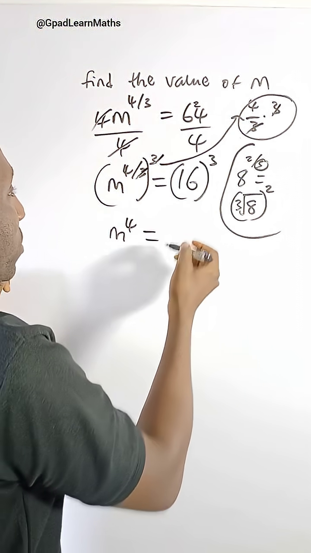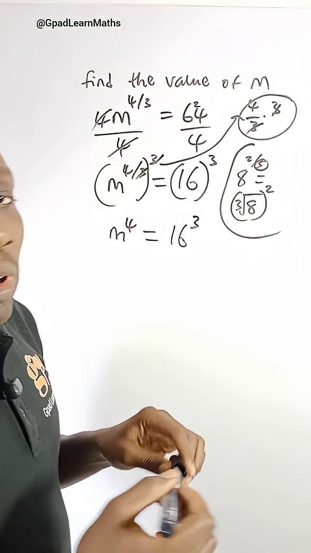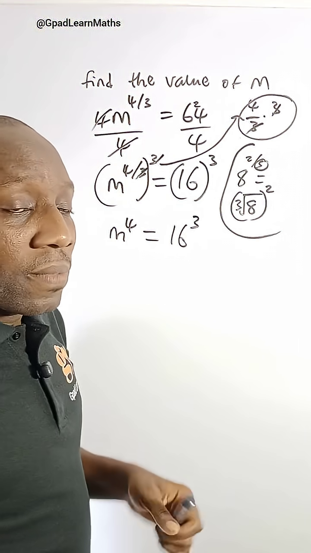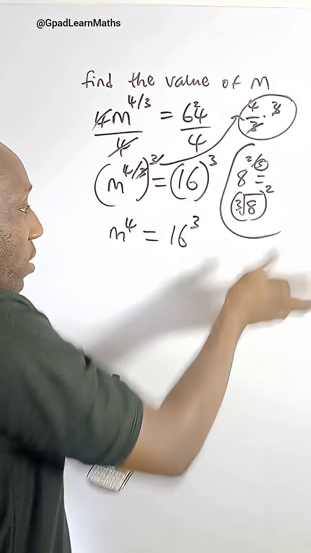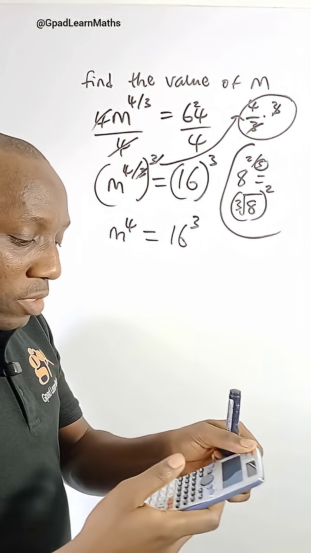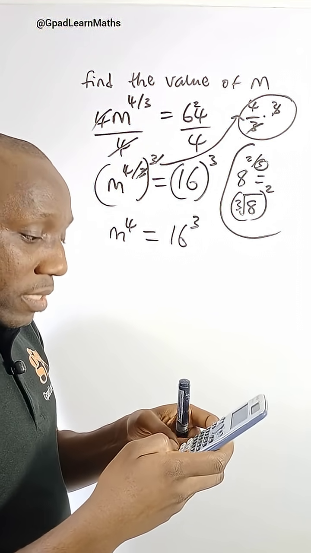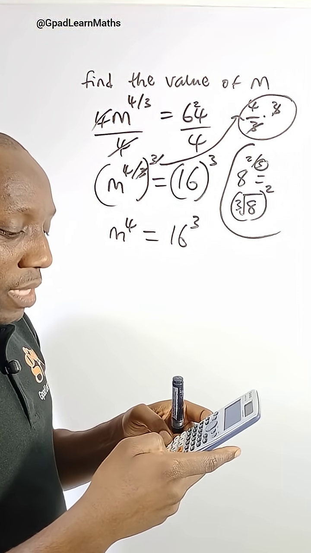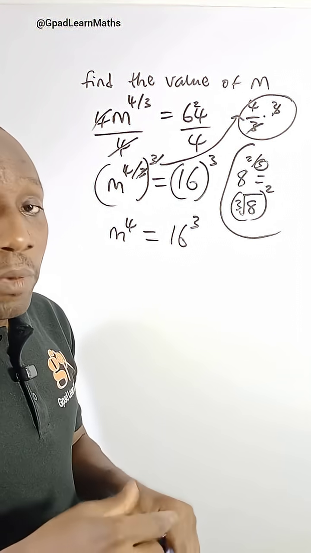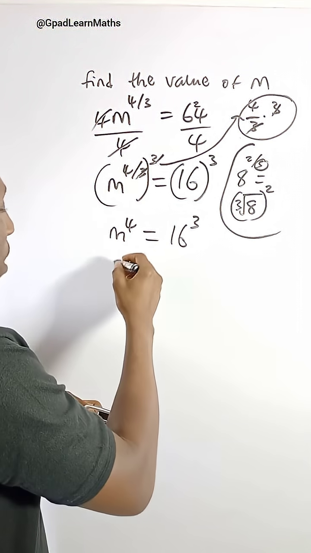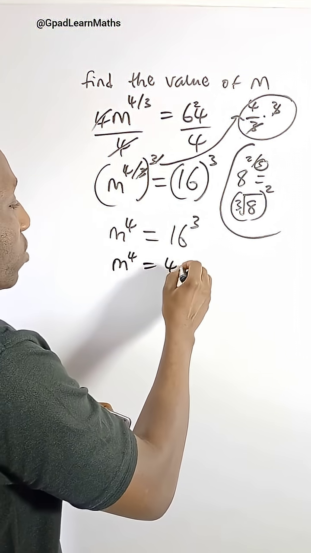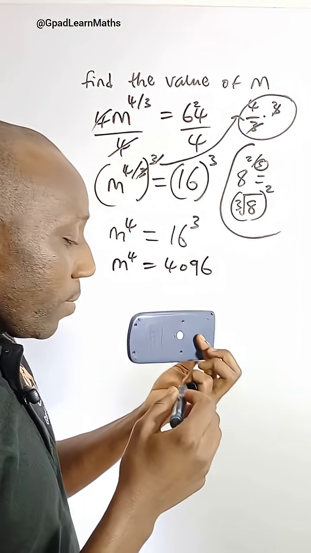This is equal to what? The cube of 16. What is 16 times 16 times 16? Now, if you don't want to do it by yourself, you can just use a calculator. 16 raised to the power 3, or 16 times 16 times 16, which is what? 4096. So m raised to the power 4 is 4096.